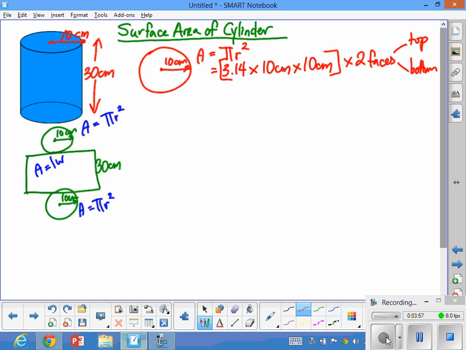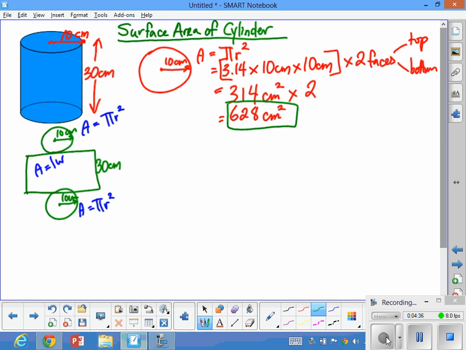Okay, so at this point, we're going to do a little bit of calculations. 10 squared we know is 100. 100 times 3.14 will cause the decimal place to move 2 places over. So that's 314 centimeters squared. Now we need to multiply that by 2 because we have two bases. So 314 times 2 is 628 centimeters squared. That is the area of the top and bottom of this soup can.